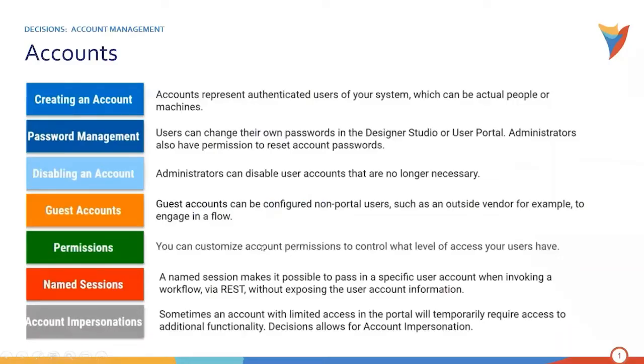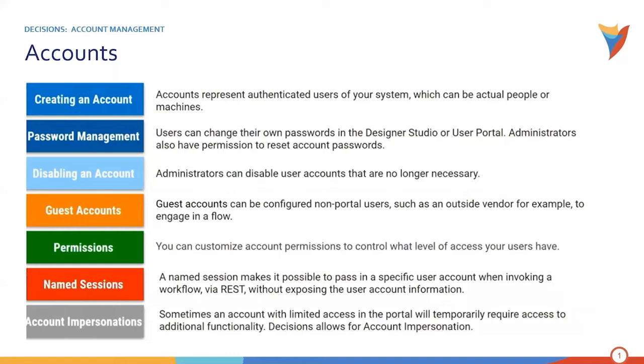So this is the agenda of today's session. We'll be covering the below topics. Firstly, creating an account. For anyone, either a human or a machine, to access the Decisions environment, they need to have authentication, and this is done via accounts. In addition, any changes that are done on the environment, for example flows, rules, or reports, are captured under an audit trail linked to the account itself. It'll help us know who made these changes.